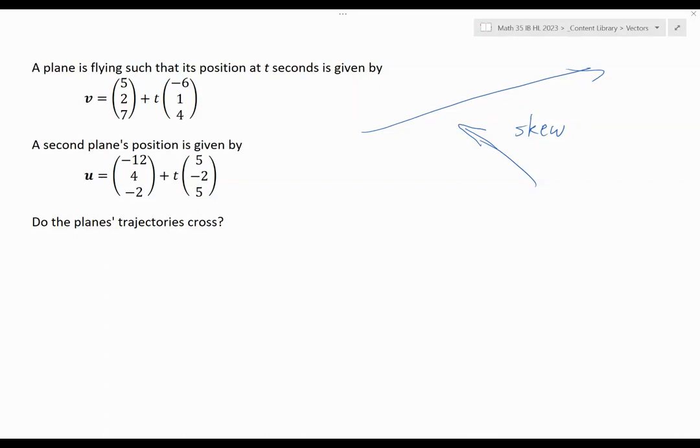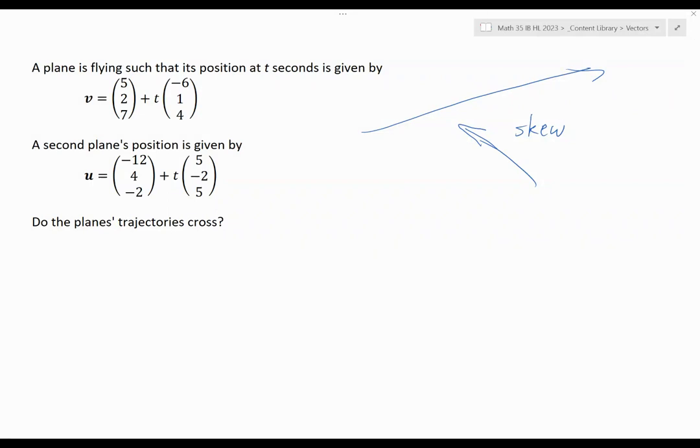We have a plane flying such that its position at t seconds is given by this first equation, and a second plane's position given by the second equation. And I want to know if the planes' trajectories cross. Now there's actually kind of 2 possible questions I could ask here. One would be, do the planes crash? That would mean they have to arrive at the same point at the same time, and that's a slightly more complicated question. Do their trajectories cross just means, do they ever go through the same point, even if it's not at the same time?